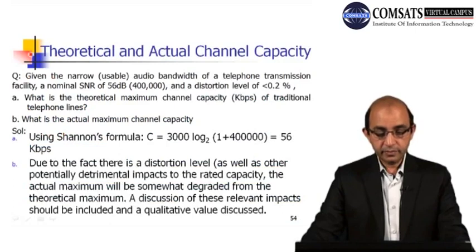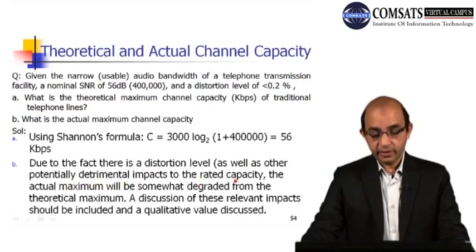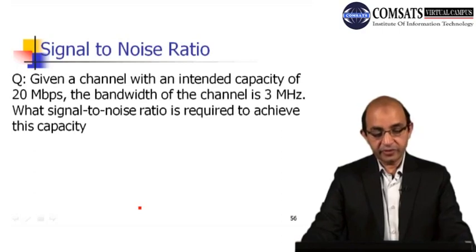So if you look at the Shannon formula, C is equal to B log base 2 (1 plus SNR), so that is 56 kilobits per second. So there is a distortion level, right, as well as other impacts on the capacity. The actual maximum will be somewhat degraded from the theoretical maximum, right? So there should be a difference.